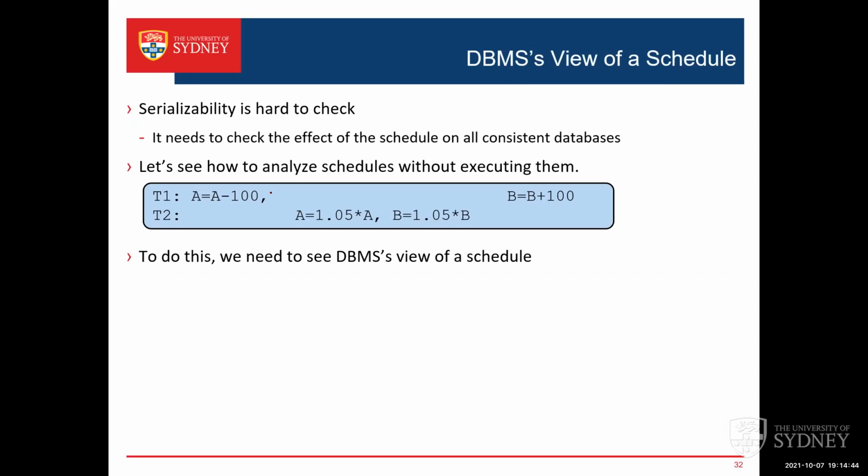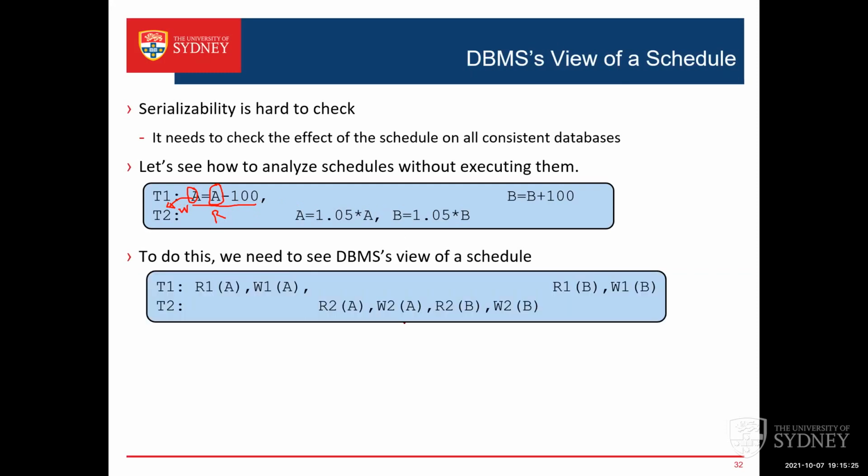When I'm trying to write this line, A equals A minus 100, what the DBMS understands from that line is that it needs to perform a read operation and a write operation. Why read? Because first it needs to figure out what is the value of A. Then it calculates A minus 100. Then it needs to write that value back to the database. So first it needs to read, and then write this one back to the database. If I give it this transaction, this is what the DBMS sees. Does that make sense?